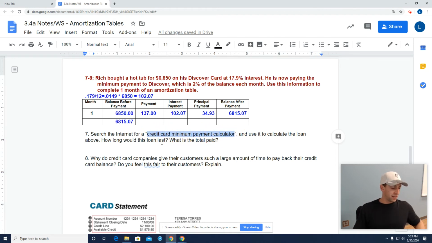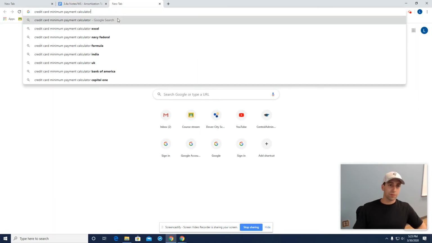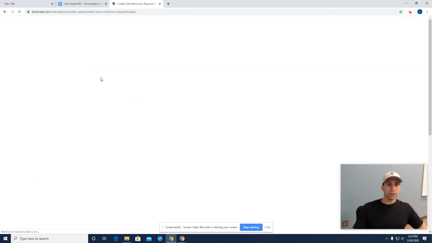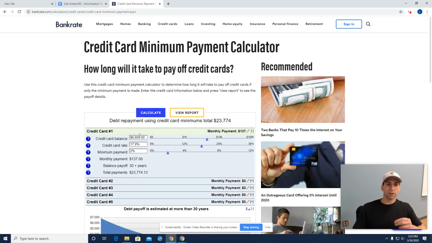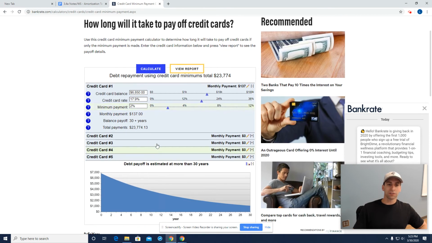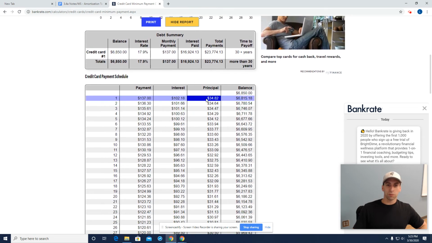And I want you to go ahead and just do a search real quick, and you can actually just copy and paste that if you want, and do a search for this minimum payment calculator. It'll be the bankrate.com website. When you go there, it just gives you a minimum payment calculator, and I already have mine in because I did it earlier. But just put that credit card balance, the credit card rate, the minimum payment in there, and you can see it kicks out the monthly payment of 137, like we said. But here's the interesting part. If you click View Report, right here is your amortization table. Okay. And it gives you a month by month breakdown.